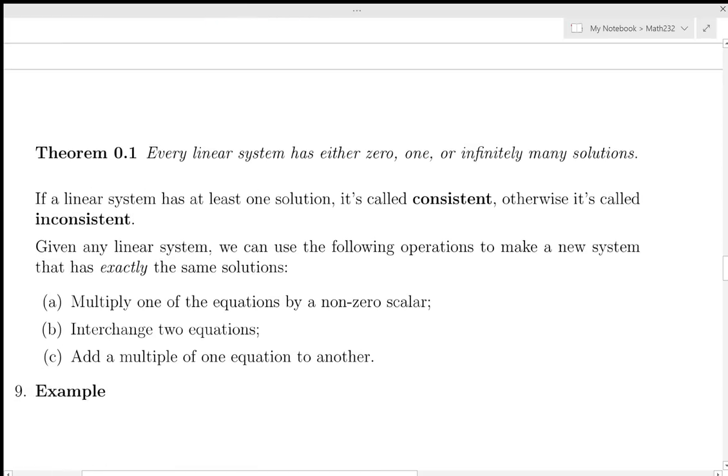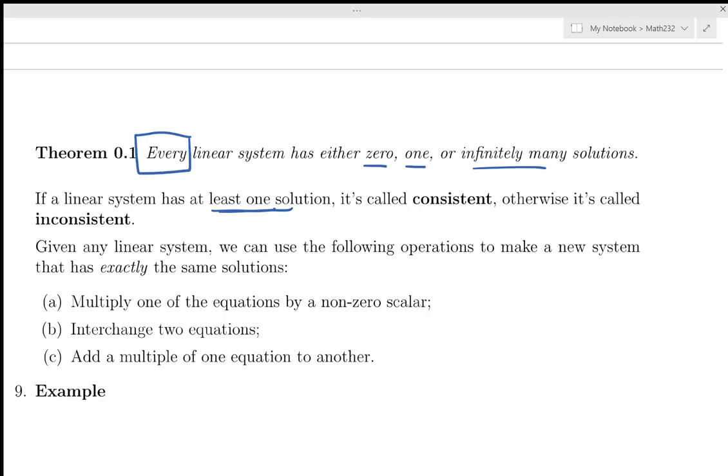Every linear system has either 0 solutions, 1 solution, or infinitely many. There's no possibility of a situation where you've got 10 solutions. That does not happen. You either get 0, 1, or infinitely many. If there is at least 1, then we call the system consistent. Otherwise, we call it inconsistent.